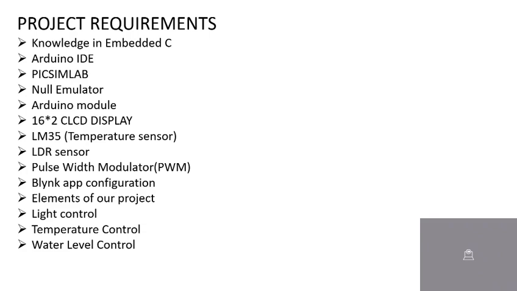Then the project requirements are knowledge in embedded C, Arduino IDE, Proteus simulator, Node emulator, Arduino module, 16 by 2 CLCD display, LM35, which is an analog temperature sensor, and LDR sensor to sense the light intensity, pulse width modulator, Blynk app configuration, and elements of our project: light control, temperature control, and water level control.